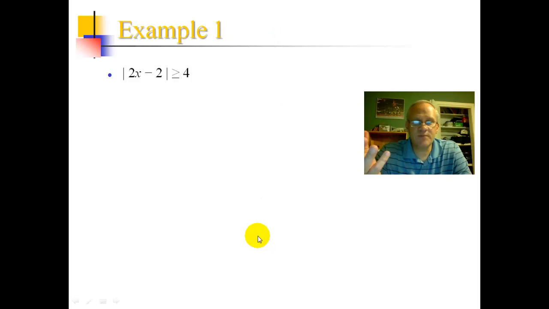All right, let's look at a few examples. I know this one's a little bit longer, but let's look at a few examples, and then there's one more thing to finish up after the examples. All right, example 1. I've got to solve this.